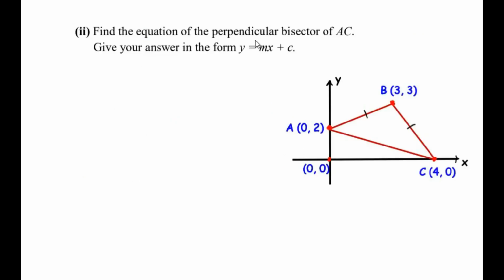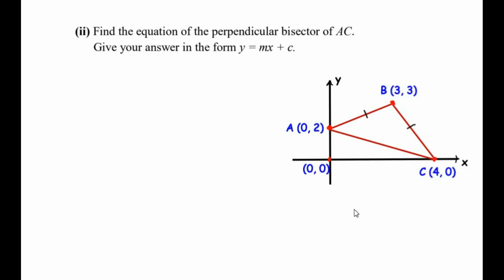Find the equation of the perpendicular bisector of AC. Give your answer in the form y is equal to mx plus c. So here we have to find out the equation of the perpendicular bisector of AC. A perpendicular bisector is a line which divides the line AC into two equal halves.